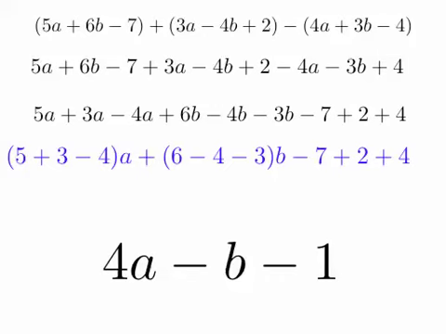The only trickiness here is that 6 minus 4 minus 3 is negative 1. So when we add negative 1b, we're just subtracting b. So that explains the middle term there.